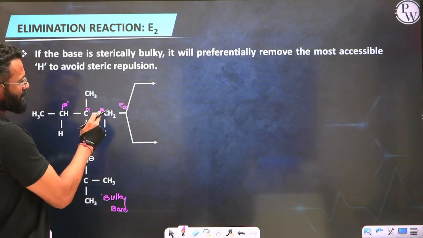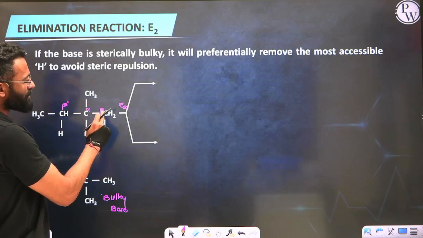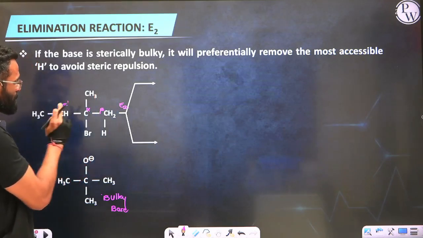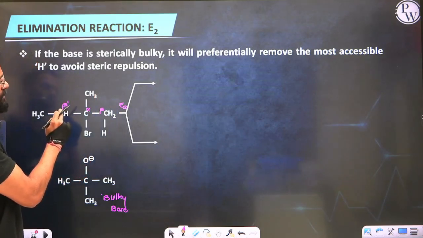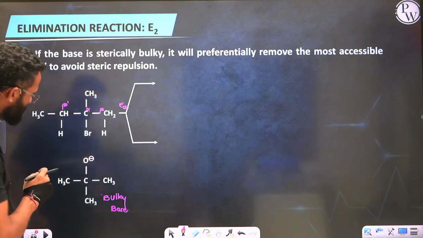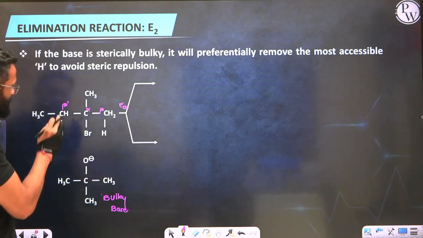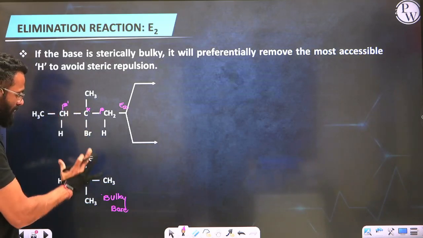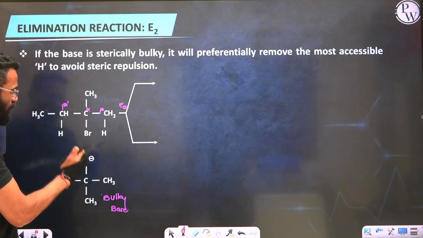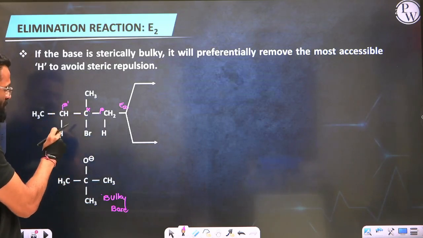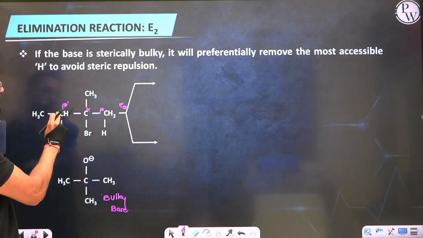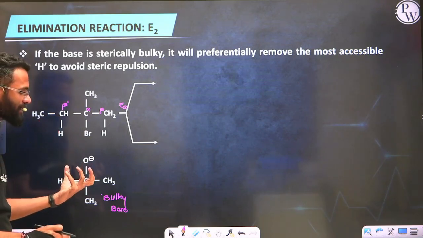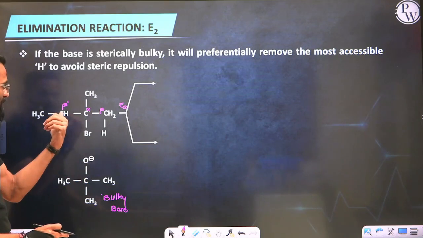If you look at this beta carbon, guys, isn't it a primary carbon? Yes, it is. So this is the least substituted. The beta dash carbon is the more substituted beta carbon atom. Now, because this is the more substituted beta carbon atom, when a bulkier base tries to approach that beta hydrogen atom at the more substituted carbon, the steric hindrance will be experienced by such a base because this is a substituted carbon.